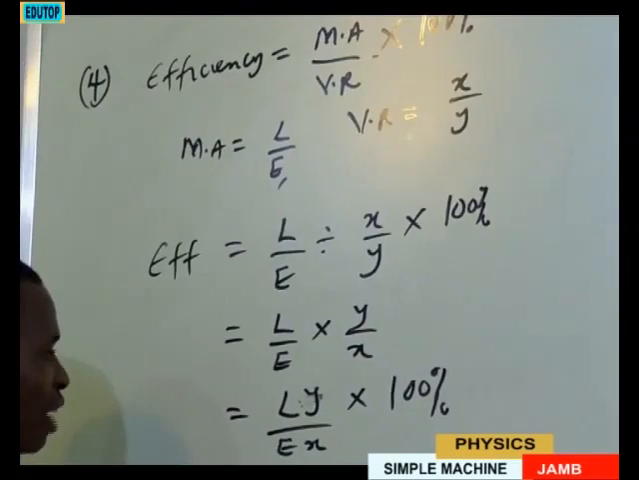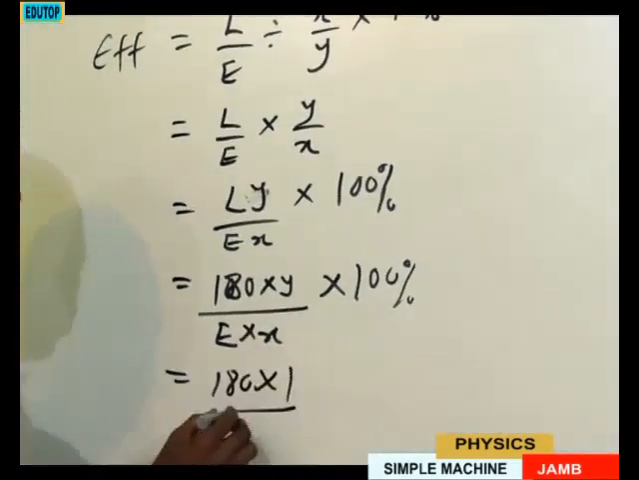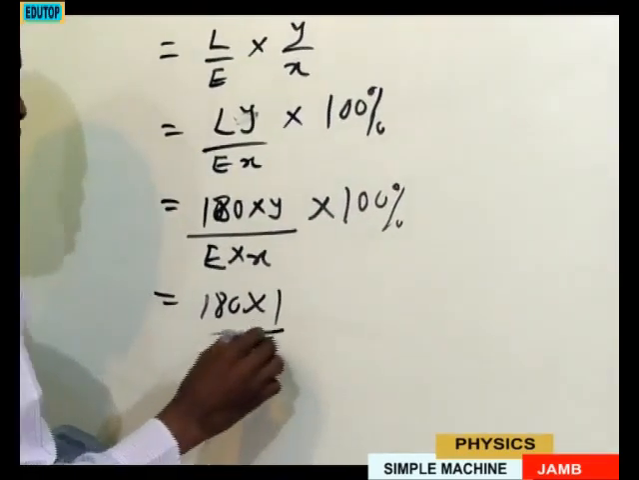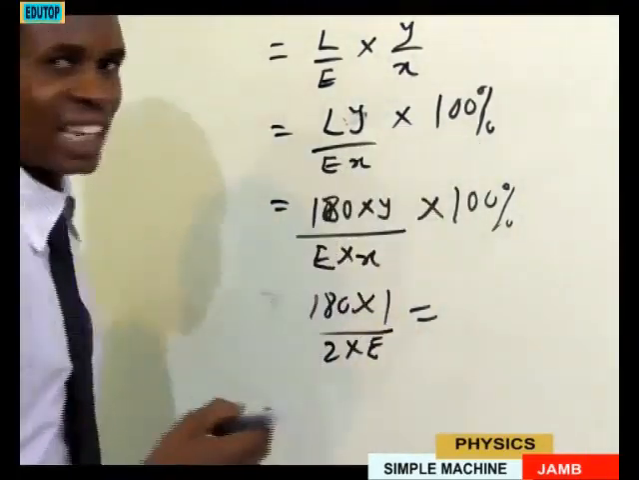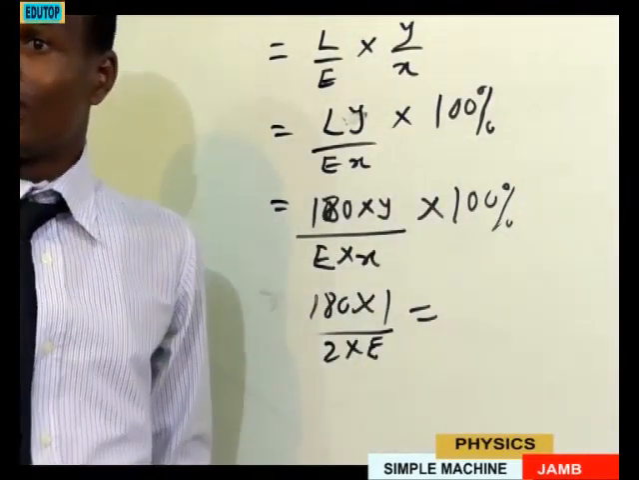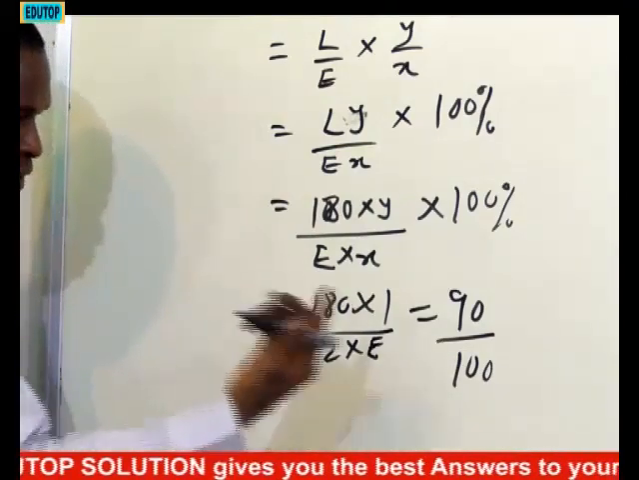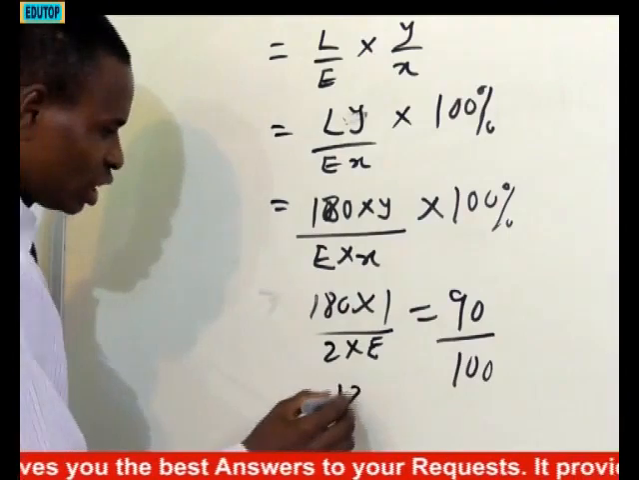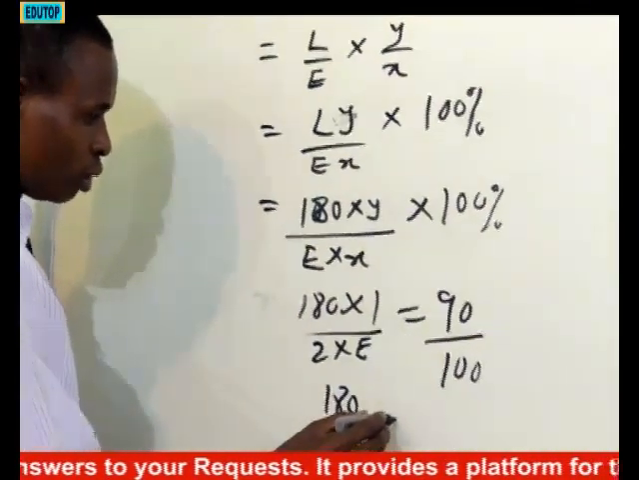So what we are going to have now is 180 times 1, then 2 times E, which is 2E. Everything will be equal to the efficiency. We have been given the efficiency. The efficiency is 90%, just say 90. If you calculate it very well, you get the value of your effort. This is 180, 2E, equal to 90 over 100.